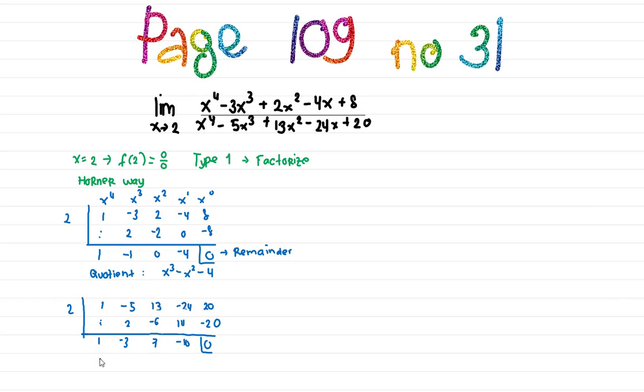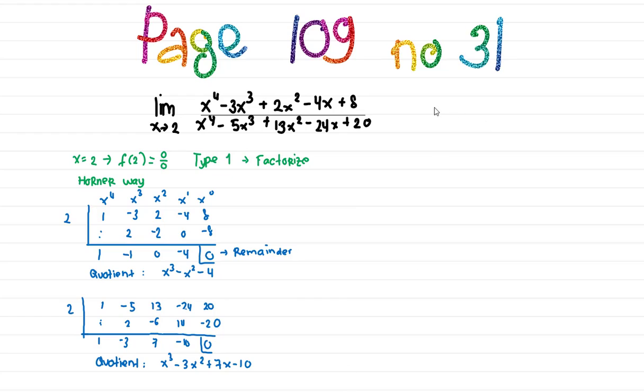So the quotient, the same as earlier, will be x cubed, this is the coefficient of x cubed, minus 3x squared plus 7x minus 10. You also can try the other methods for the division. You have long division or comparing coefficients, and you will have the same result as this way. Okay, so we will continue to the limit here.